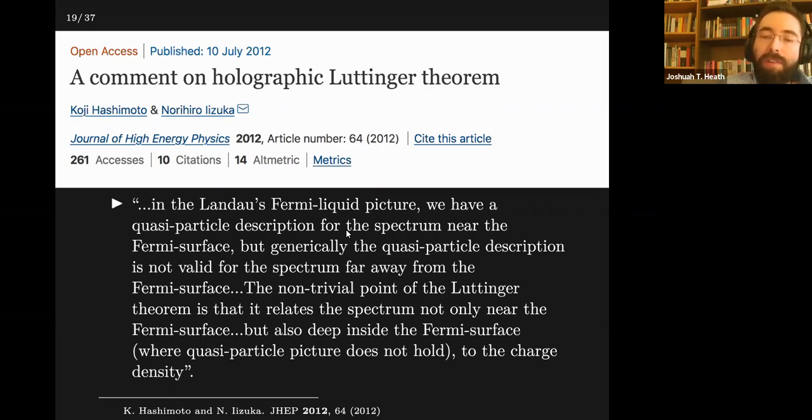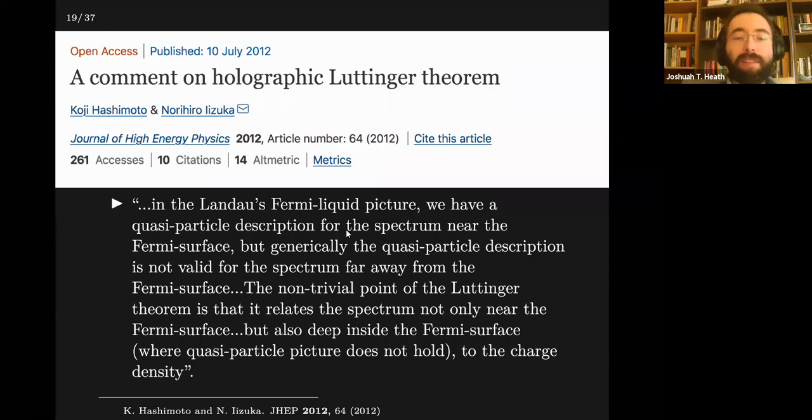So Fermi liquid theory just tells me what's going on near the Fermi surface. Luttinger's theorem tells me something about the whole Fermi surface itself. It tells me something that goes on deep inside the Fermi surface, where the quasi-particle picture breaks down. Now, naively, one would think that if a system obeys Luttinger's theorem, then it probably has to be a Fermi liquid, right? Well, that's not necessarily true.